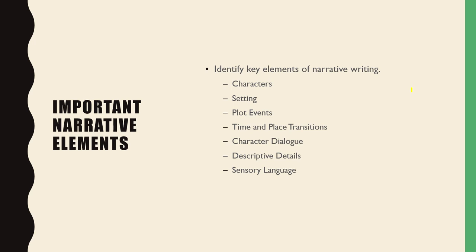And let's kind of review the important narrative elements. We have characters, setting, plot events that happen, time and place transitions. Those are going to be your transition words that you're giving into the next piece of your narrative writing. Character dialogue, descriptive details, and sensory language. Now, when you guys are writing your narratives that you'll be writing in the next couple of days, I want to see some good character information, some good setting.